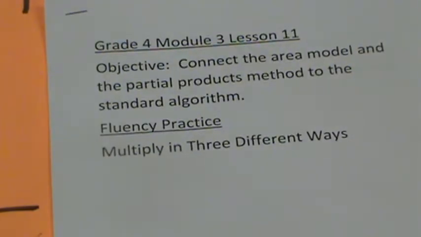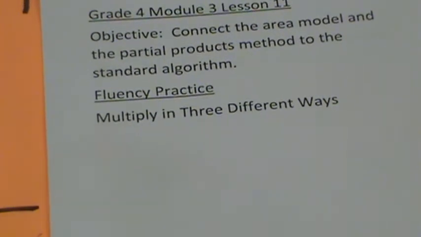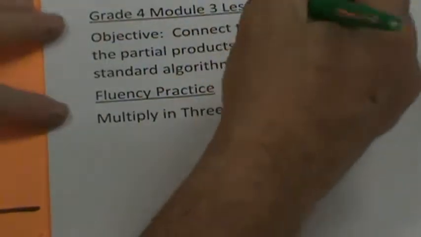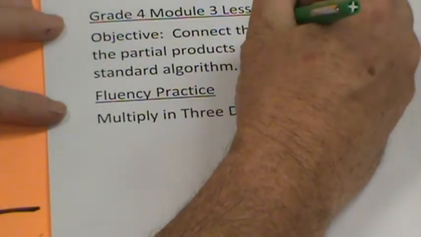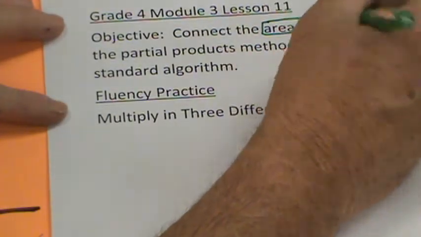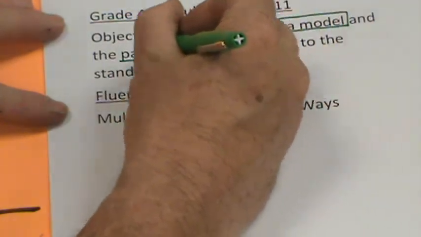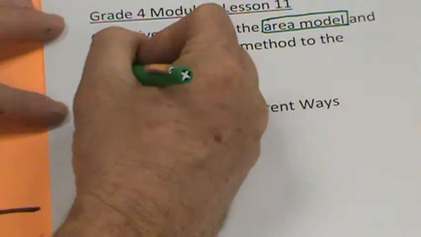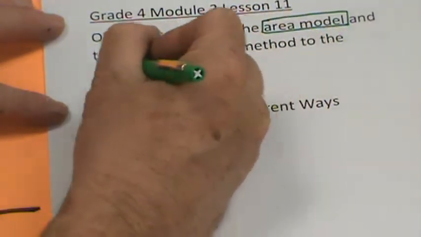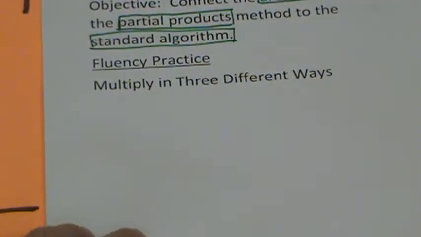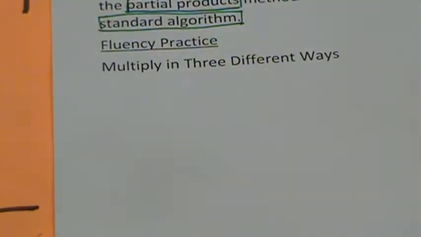And welcome back. Let's take a look at what we got going on today. It's a pretty exciting lesson, if you ask me. We're going to connect the area model. So this is something kind of, well, not new, but new in the sense of multiplication and the partial products method. We're going to connect those to the standard algorithm. So we're going to be doing multiplying in a lot of different ways. And look at the way we come right off here, multiply in 3 different ways. Wow. Right from the get-go. All right. Let's go ahead and tackle this.